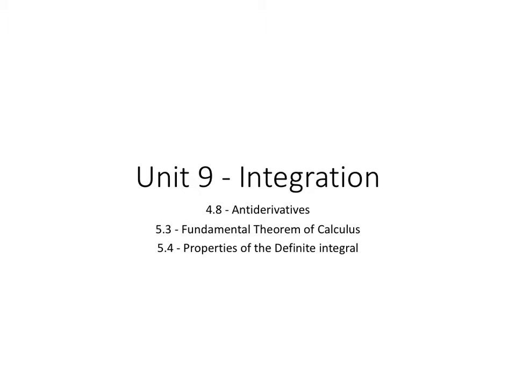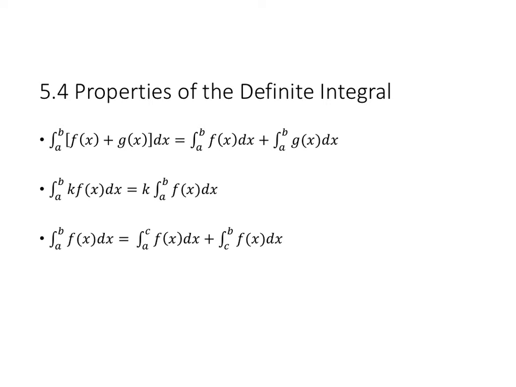Just like multiplication and division undo each other, addition and subtraction undo each other, natural log and e undo each other, antiderivatives and derivatives undo each other. 5.4 starts off with some properties that we're probably kind of assuming that you know, and that you're probably kind of understanding just based on what you've learned before about derivatives. So they're a little bit intuitive.